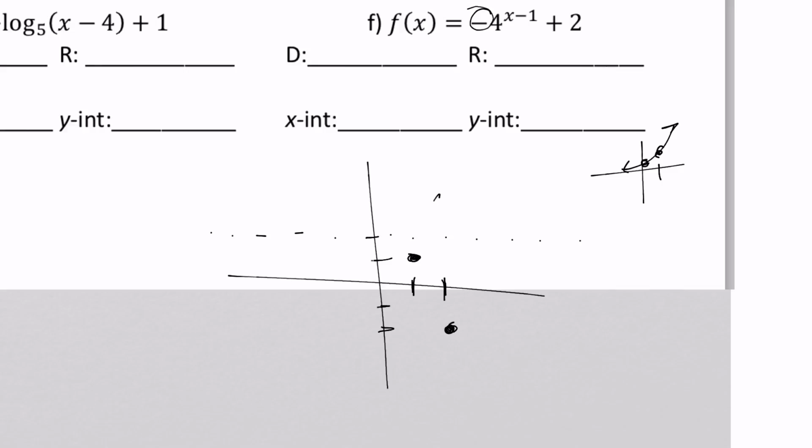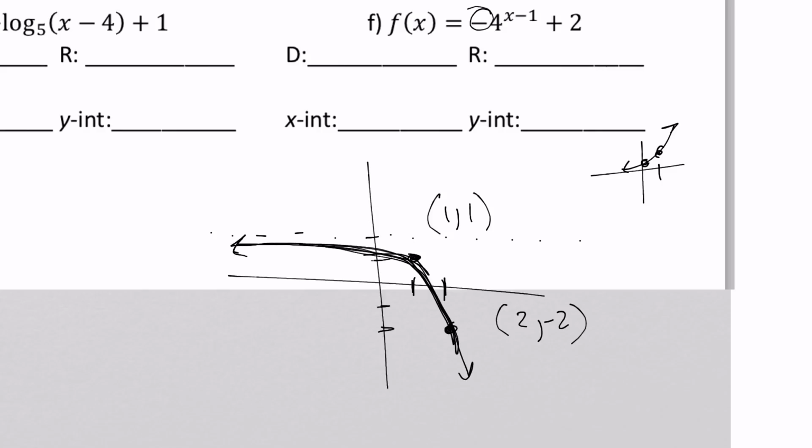So I get my 2 points. Point 1 was 1, 1, and point 2 was 2, negative 2. So I can sketch this dude in. Whoa, gonna look something like that. That was poorly drawn, but do your best, right? We're not perfect, but we're pretty awesome. So there you go. Okay, what now?